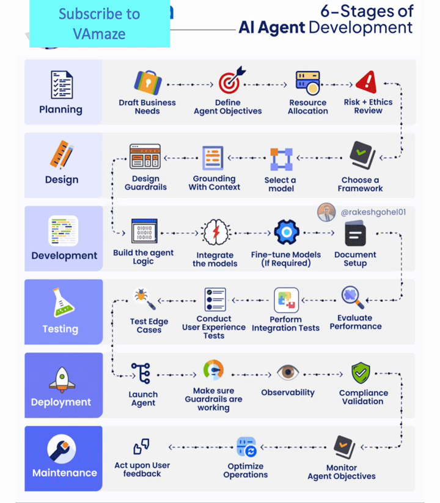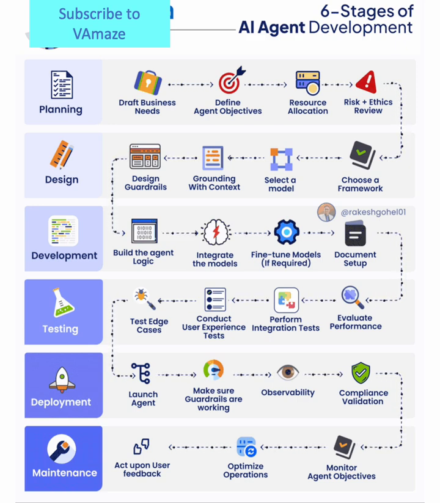The strategic imperative. This 6-stage framework reveals why AI agent development requires more than just technical expertise. It demands strategic thinking, cross-functional collaboration, and a commitment to continuous improvement. Key success factors. Holistic approach. Success requires considering business needs, technical requirements, user experience, and operational realities from the beginning.